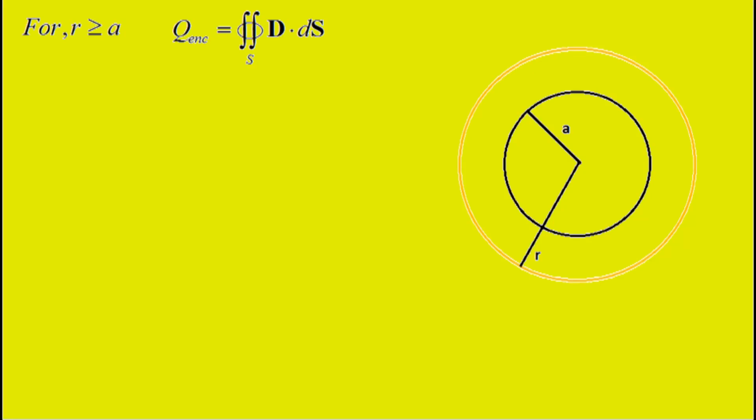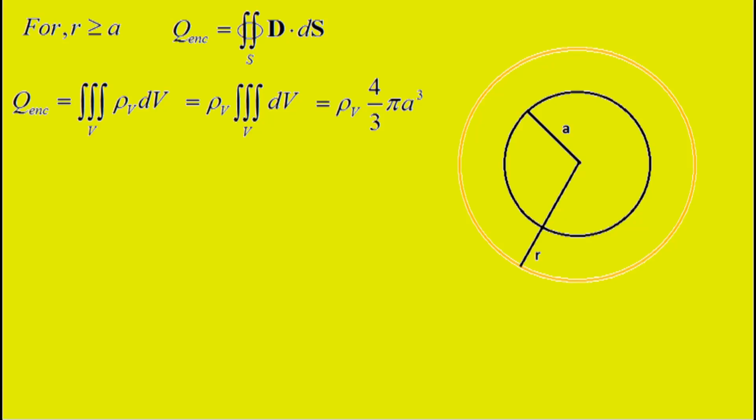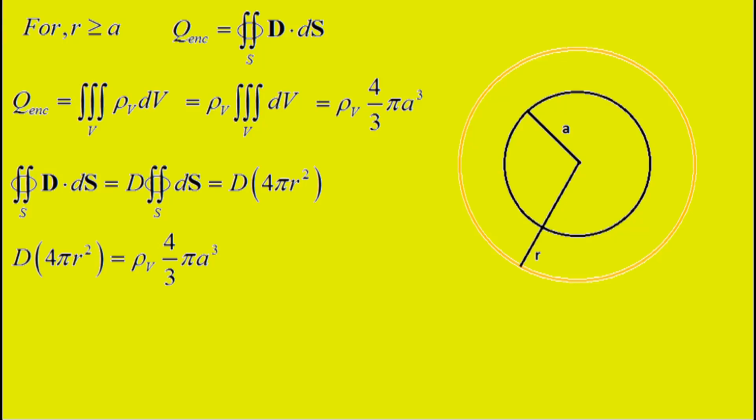The approach will be identical, except our Gaussian surface will be a larger sphere. We evaluate Q in much the same manner, except with a notable difference. Now the total charge is in terms of a, not little r. This is because the Gaussian surface is larger than the charged sphere and contains the total charge of the sphere. The flux integral is evaluated in the exact same way. We plug into Gauss's law and solve for D in the same manner as we did before.